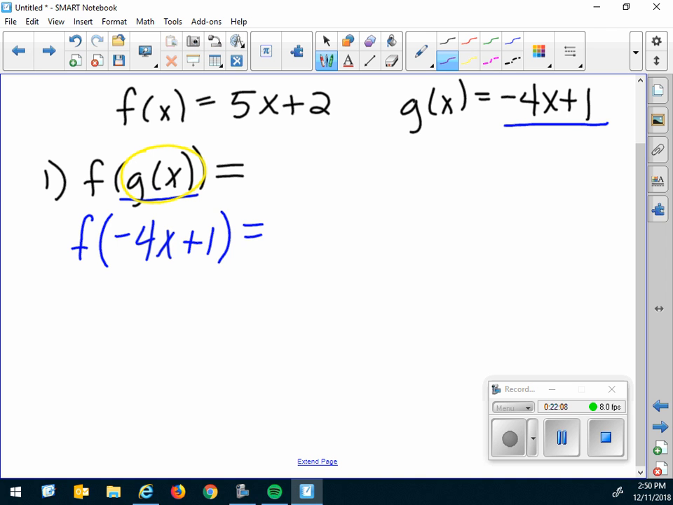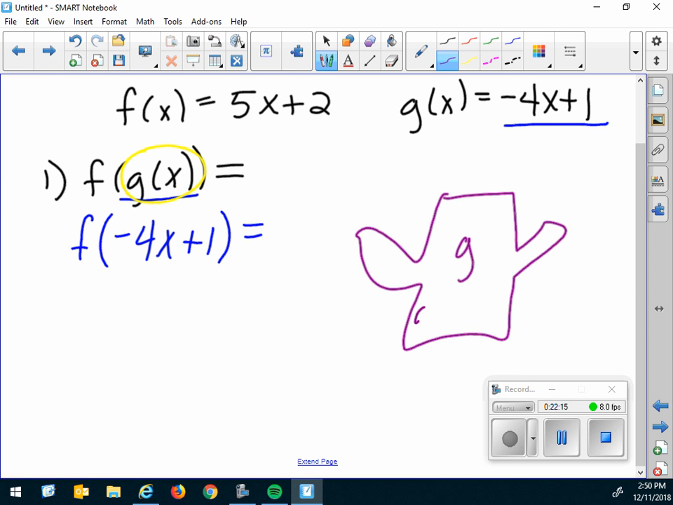Now remember, g of x equals negative 4x plus 1, right? See what's going in? X. And if x goes in, this seems silly, but if x goes in, what comes out? Negative 4x plus 1. Because that's what it is. So, this is what's going to go into F.